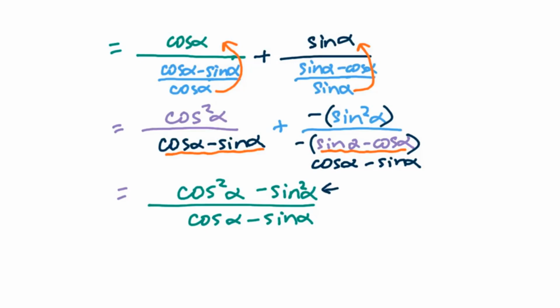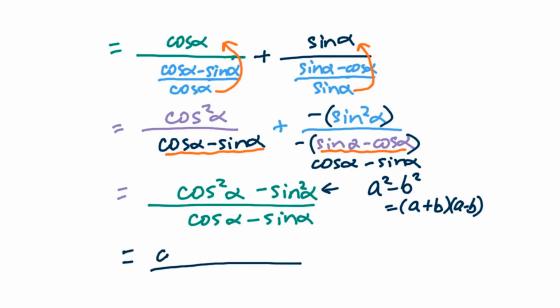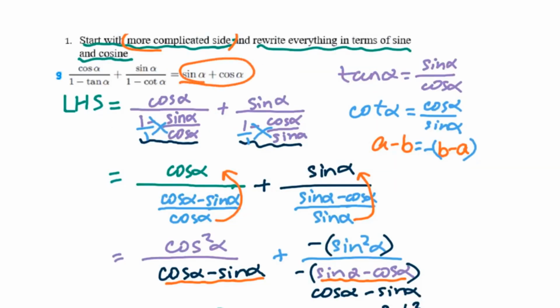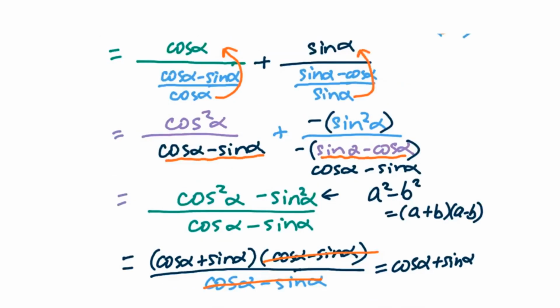For this part, that's factoring a squared minus b squared. I can write a plus b times a minus b. Therefore, I got cosine alpha plus sine alpha times cosine alpha minus sine alpha, over cosine alpha minus sine alpha. This time you can reduce and I got cosine alpha plus sine alpha. That's the right side of this trig identity. So I write down equals right-hand side. That's all. End of this proof.